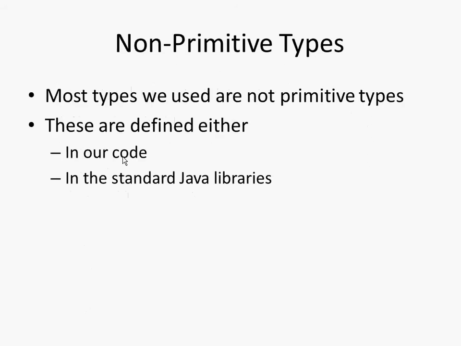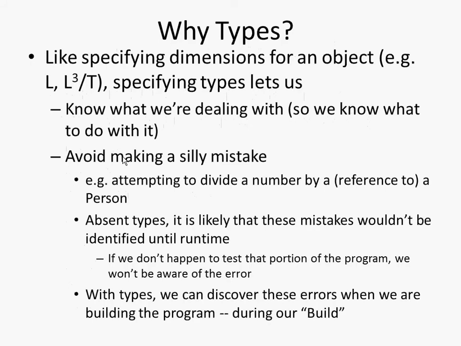Okay. Now, most types we use are actually not primitive types. They're defined. They're things like active objects, or person, or agent continuous 2D, or string, or something like that. So why do we use types? Why is Java so insistent on types? Because it helps AnyLogic find problems with our models sooner. Instead of it blowing up while we're running it, those problems are found before we run the model. And it says, I can't do that.